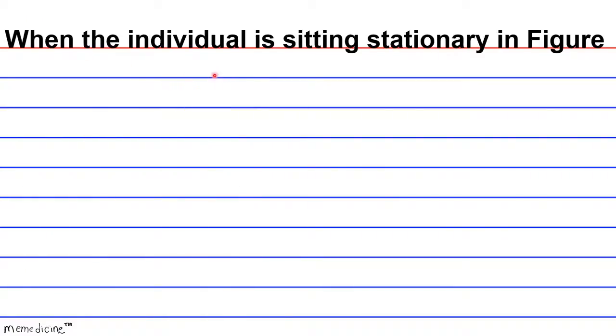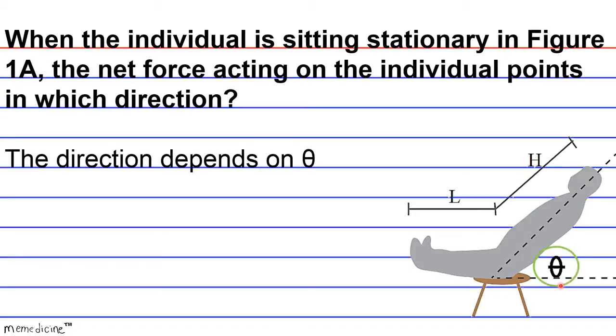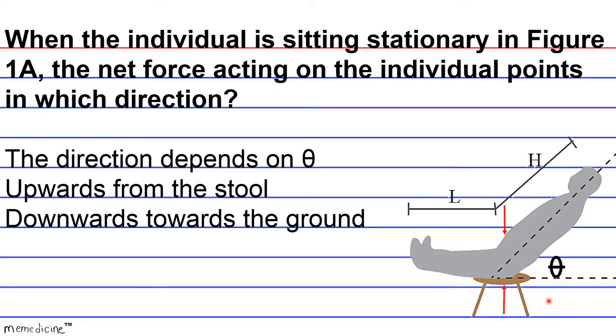When the individual is sitting stationary in figure 1a, the net force acting on the individual points in which direction? Is it going to be A, the direction depends on theta, B, upwards from the stool, C, downwards towards the ground, or D, the net force is 0? I'll give you a moment to think.